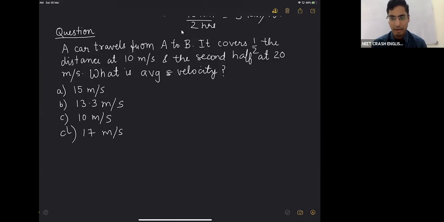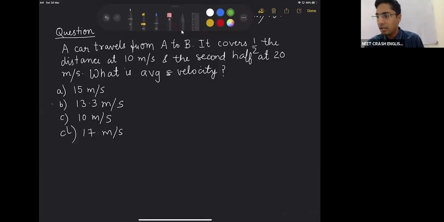Some of you are giving B, some of you are giving A, most of you are giving B, which means you all know how to do this problem, which is very good. I'm going to repeat this concept through this problem. The correct answer here is 13.3 meters per second. Now let's see why. One common mistake that people make is when different velocities are given.